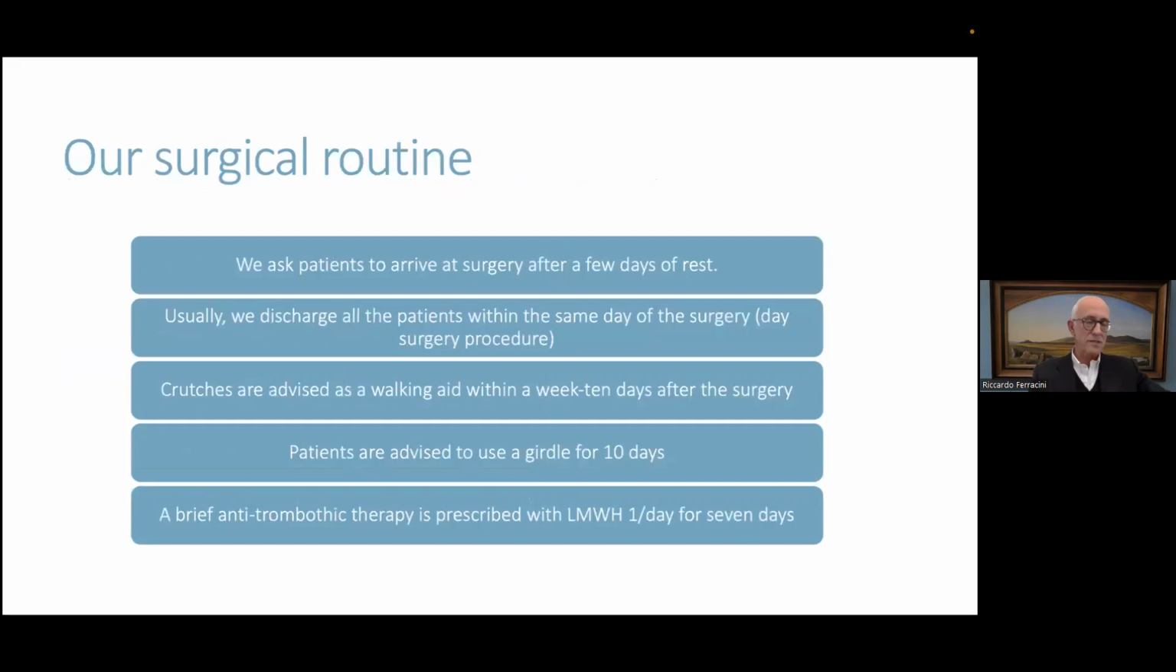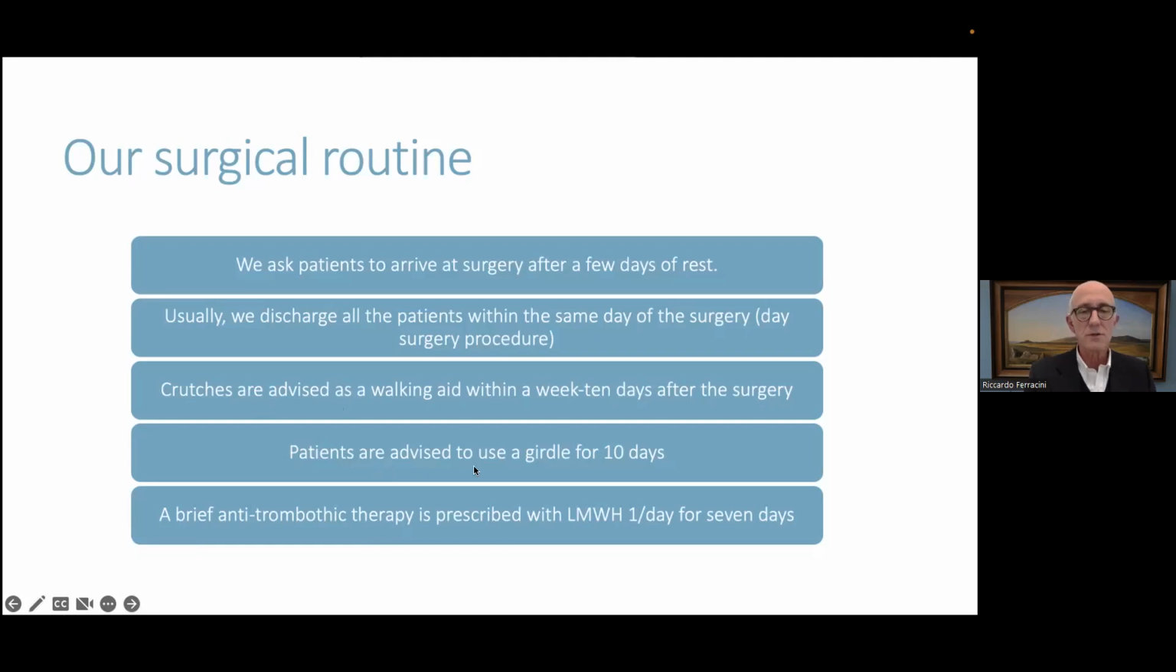Our surgical routine: we ask patients to arrive at surgery after a few days of rest. We want to have a very quiet joint. We don't want to have a coffee machine on the fire. We want to have a joint that is friendly towards the cells. We discharge the patients within the same day. We leave them on crutches for a week.